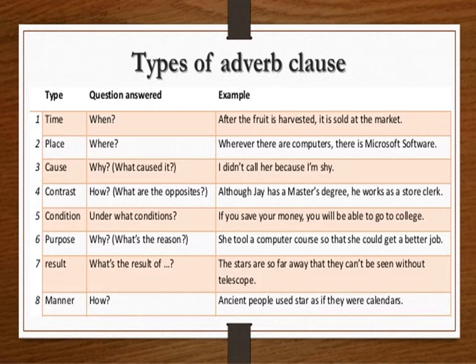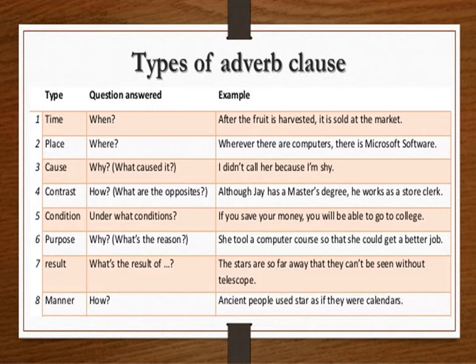And then the second one is place, to answer the question where. Wherever there are computers, there is Microsoft software. Okay, type number 3, cause, to answer the question why. What caused it? I didn't call her because I'm shy.